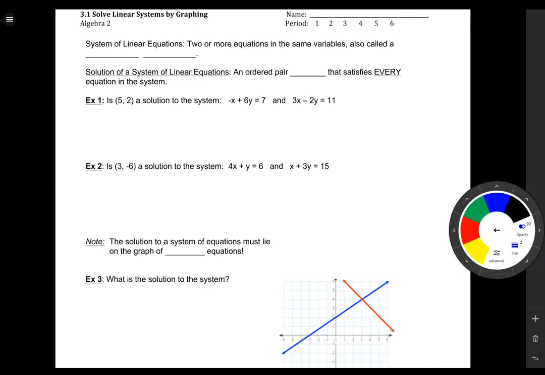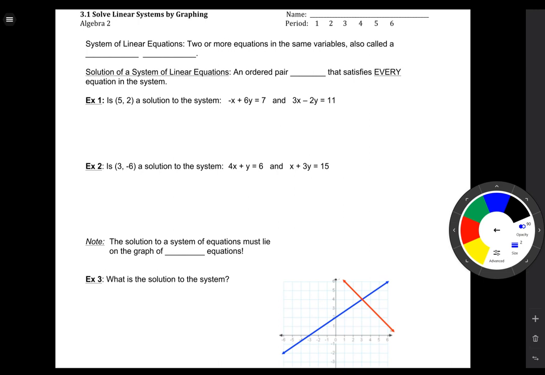Hello, Algebra 2 students. Today we are going to start Chapter 3. Chapter 3 is solving linear systems of equations in two variables. Now, we already know how to graph a linear equation in two variables using the slope-intercept form, y equals mx plus b, and the point-slope form, and the intercepts form.